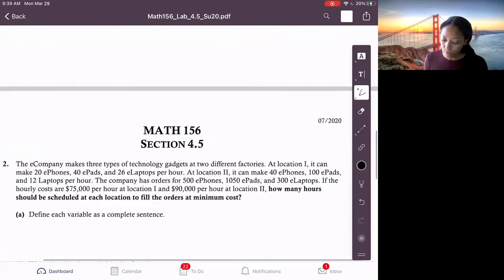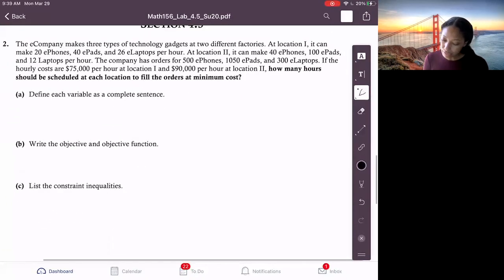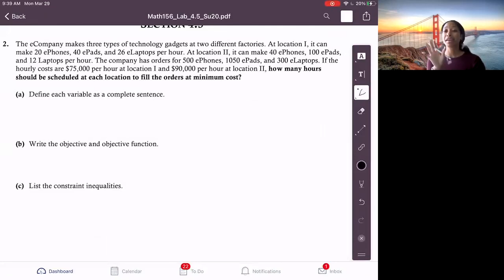There is one more problem on the lab also that you'll have to set up about iPhones. What's an e-phones, my bad. We don't want any copyright infringement. An e-phone, an e-pad, and an e-laptop. Okay, so you're trying to optimize the number of hours that you should schedule to make each of these different technologies at minimum cost, okay?